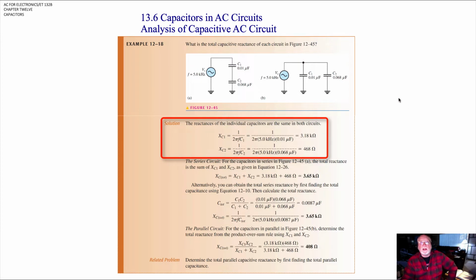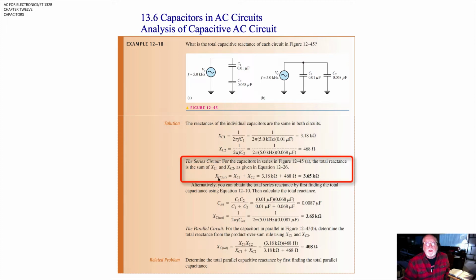So when we calculate step 1, find the individual capacitive reactances for each, we run it through the formula 1 over 2 pi fC, and we end up with 3.18 k ohms and 468 ohms for our capacitors. So for the series circuit, we just add our values together. X sub C1 plus X sub C2 gives us 3.65 k ohms of reactance.